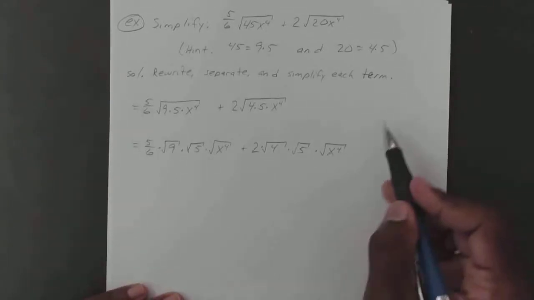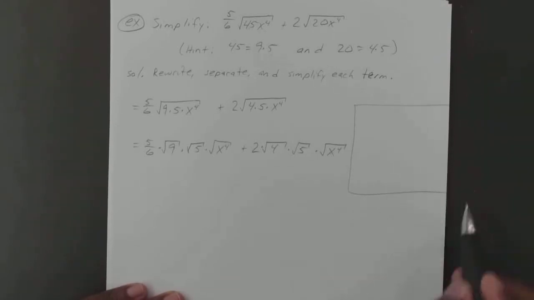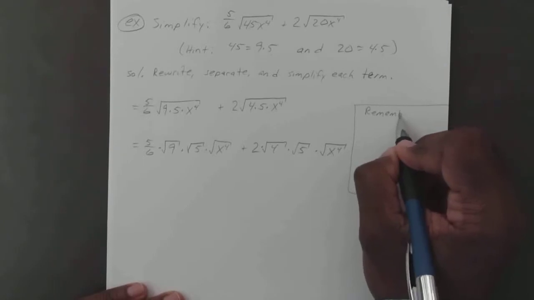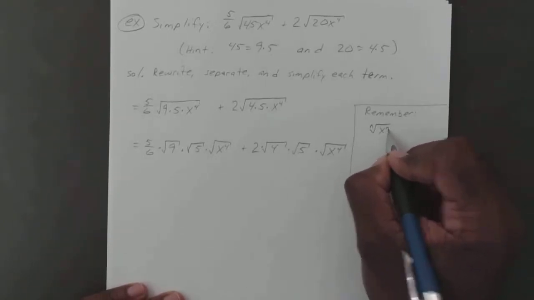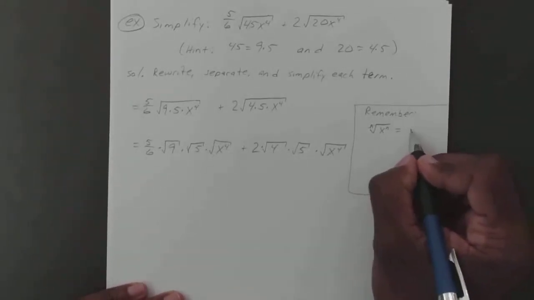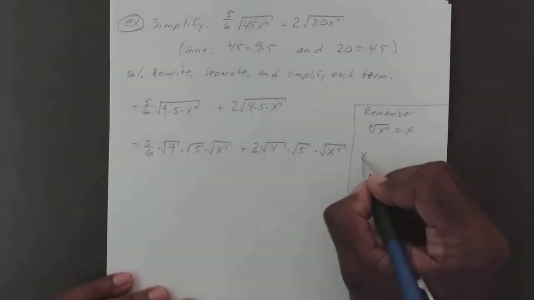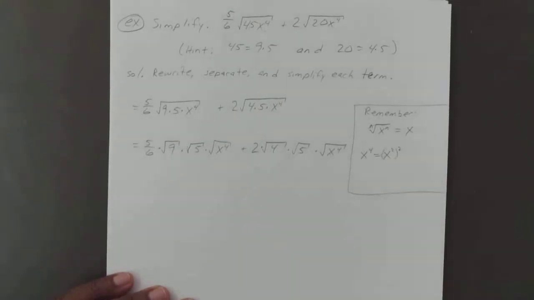Okay, so a quick note about the x to the 4th, and we'll apply that immediately after. So if you remember, we have the nth root of x to the nth power. The n's cancel out, and you're left with just x. X to the 4th, we can actually make that x squared squared. So x to the 4th can equal x squared squared.